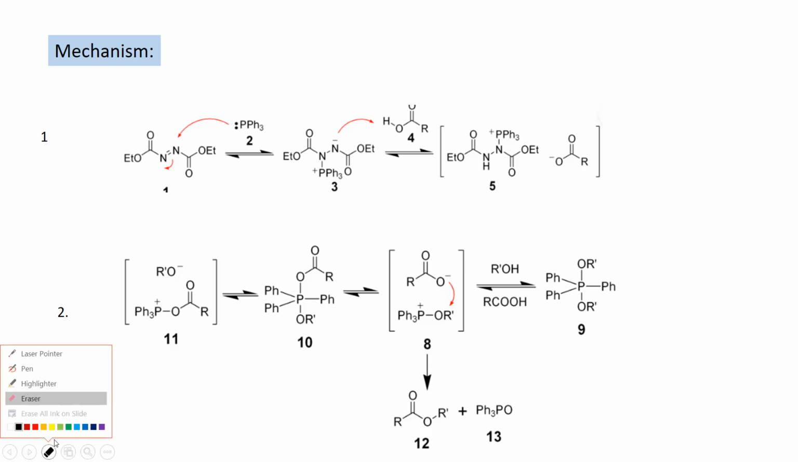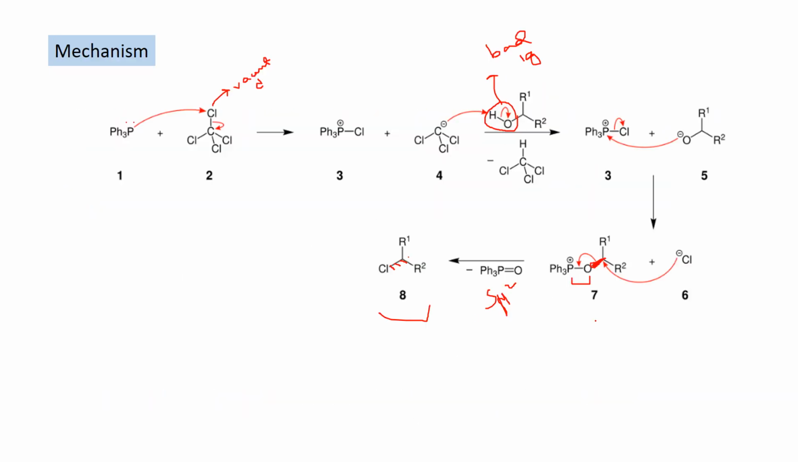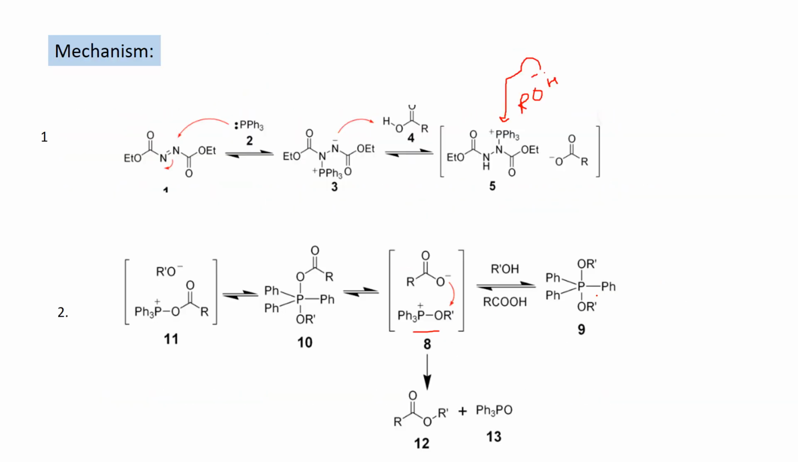Now our alcohol is there, and as in the previous one, our alcohol will attack. They have made it complicated in this case, I'm just going a simple way. Just compare with the Appel reaction. It will attack this PPh3+, forming this same intermediate 8, which you got in case of the Appel reaction also. In the Appel reaction, intermediate 7 and here intermediate 8 are totally similar. Now the nucleophile will attack this carbon center and remove this leaving group from the system, generating this product 12, that is the ester here.